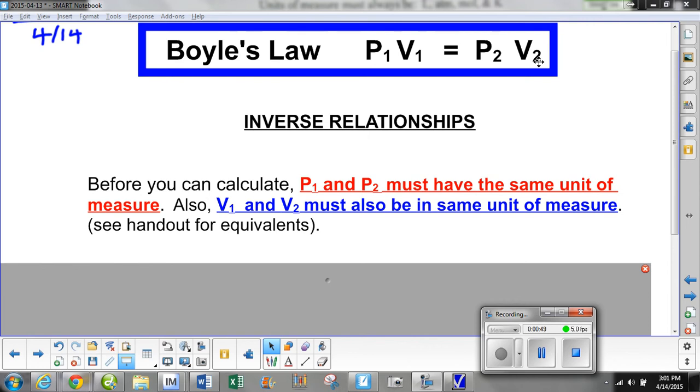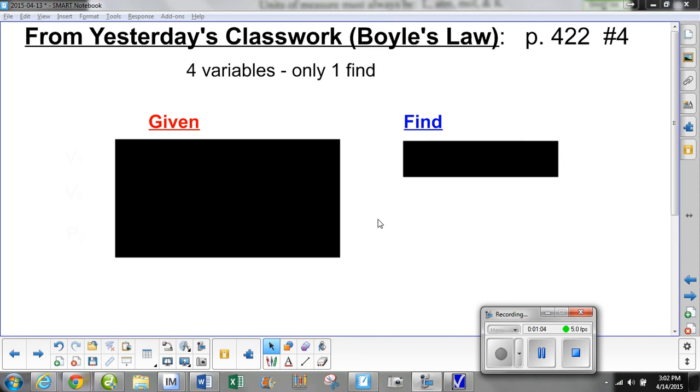Okay? If you start pressure in atmospheres on P1, it'll be pressure in atmospheres on P2. So on page 422, number 4, this was a typical Boyle's Law problem. You have 4 variables, P1 and P2, V1 and V2. They can only give you one unknown. There cannot be 2 unknowns, or you cannot solve. There's no way to solve. Algebraically, it's impossible.